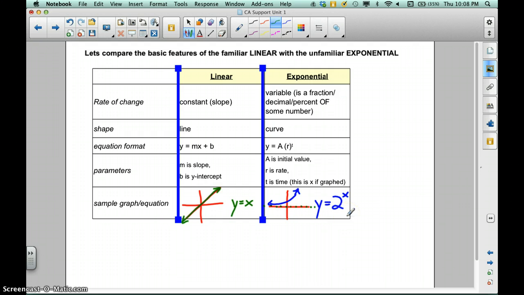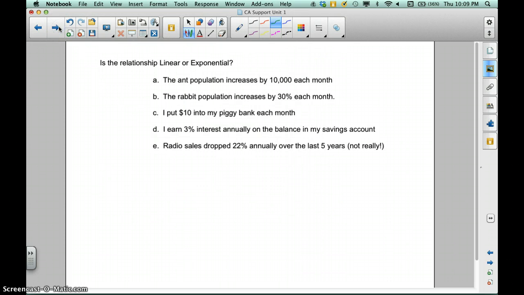Look at what makes an exponential equation called an exponential equation. Look where the x is. The x is in the exponent, thus exponential. All right, so knowing all of these things, let's look at some relationships and decide whether they're linear or exponential.